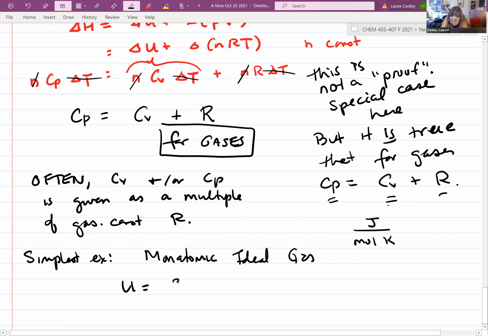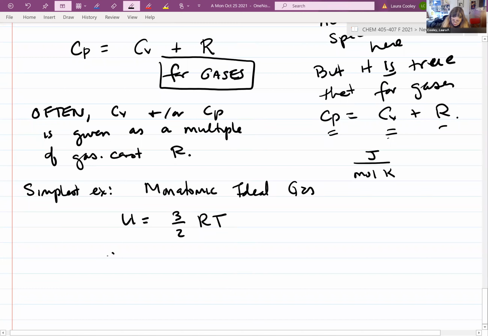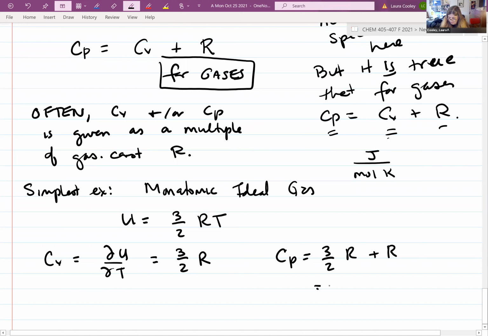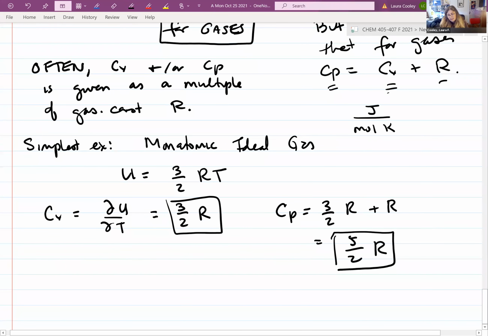So U is 3/2 RT. What would dU/dT be? Remember, CV would be that. It would simply be 3/2 R. And CP would be 3/2 R plus R, which is 5/2 R. So a lot of times you're given values of CV and CP that are like this.